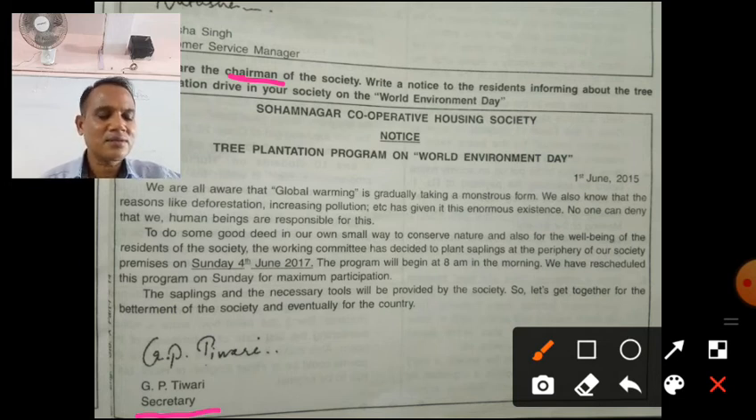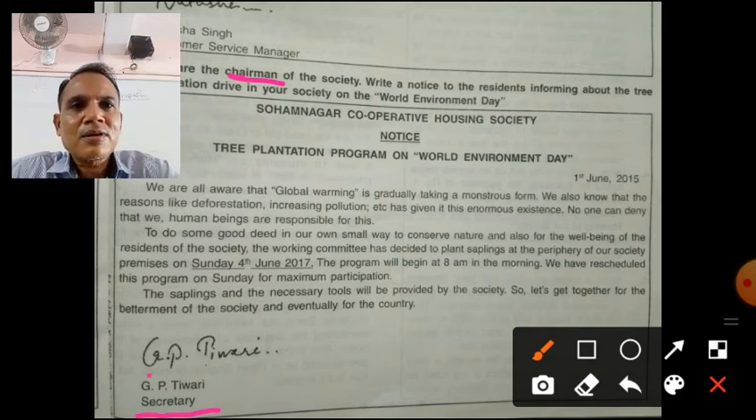in the morning. We have rescheduled this program on Sunday for maximum participation. And the concluding line it is given, the plants, saplings we call it, and the necessary tools will be provided by the society. So let's get together for the betterment of the society and eventually for the country.